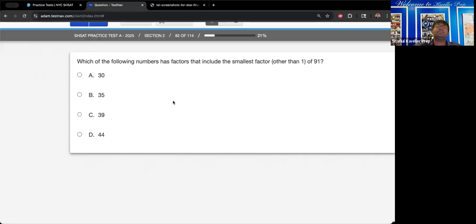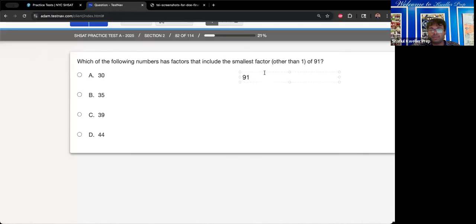Factors that include the smallest factor other than 1 of 91. Okay, well, factors that include the smallest factor of 91. The smallest factor other than 1 of 91. Well, okay, let's look. So, 30, what factors does 30 have? Well, oh wait, smallest factor other than 1 of 91. So 91, what are the factors?